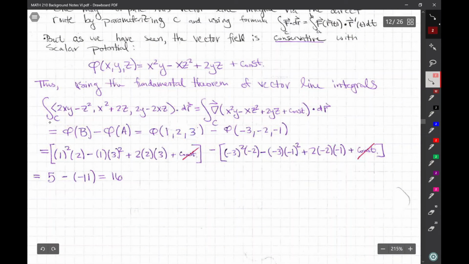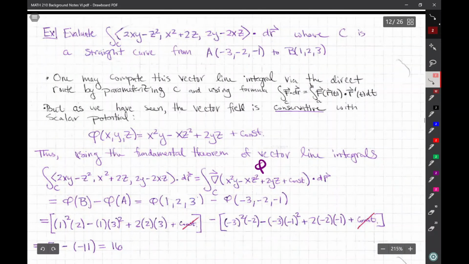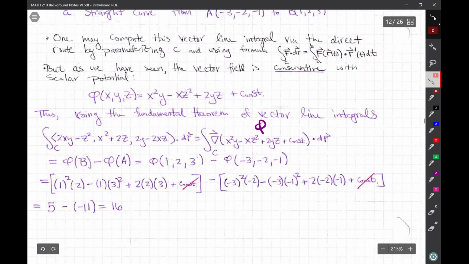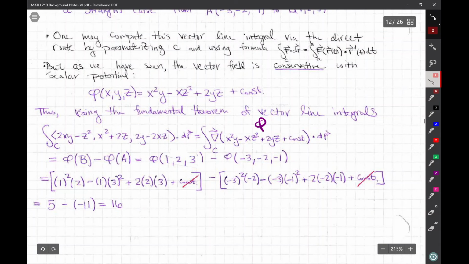So we know that this is equal to the gradient of phi, this here is phi, dot dr. And we know from the fundamental theorem of vector line integrals that that's just equal to phi(b) minus phi(a). Now what is b? B is (1, 2, 3). What is a? Negative 3, negative 2, negative 1. And so you have that right there.